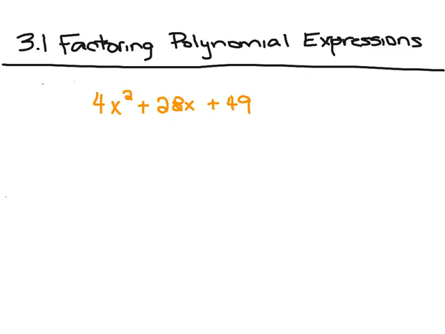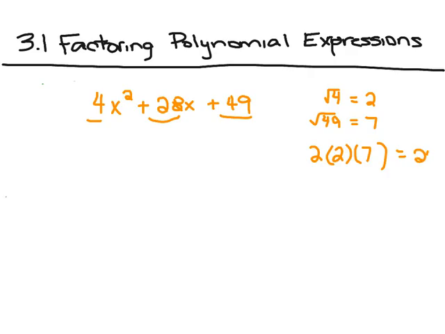So a perfect square trinomial is when your first and your last terms, so your a and your c, are perfect squares. So 4 is a perfect square. The square root of 4 is 2. And the square root of 49 is 7. And also, your middle term b has to be 2 times the square root of your a times the square root of your c. So 2 times 2 times 7. So 2 times 2 is 4, times 7 is 28. So we know that this is a perfect square trinomial.